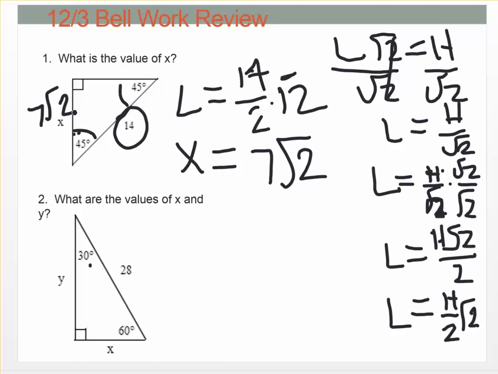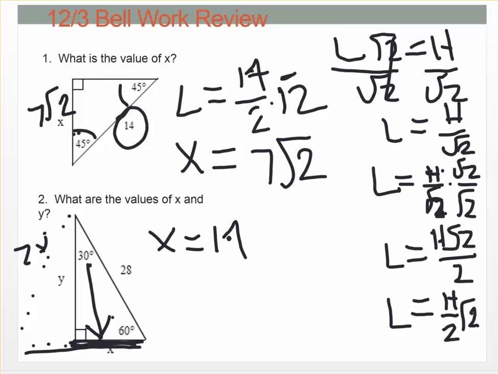We can recognize this is a 30, 60, 90 triangle. Those are the measures of our 3 angles. And if you'll remember, the short side is always across from the 30-degree angle, and the short side is always half of the hypotenuse. And remember, that comes from the fact that this is half of an equilateral triangle. So this would have been 28, and this whole thing would have been 28. So we cut that in half, and we know that x equals 14. Easy peasy. X equals 14.